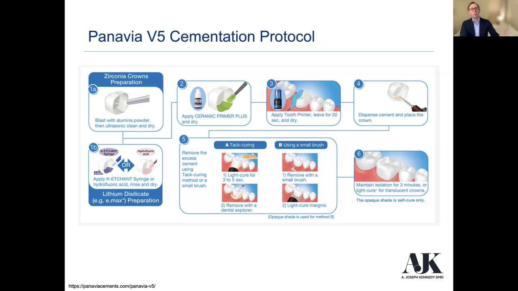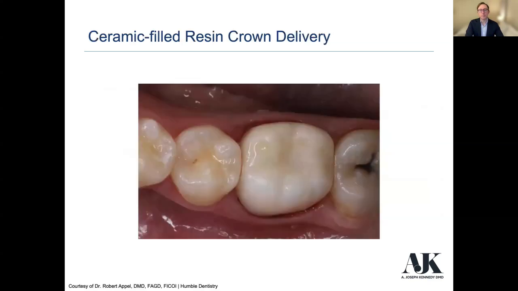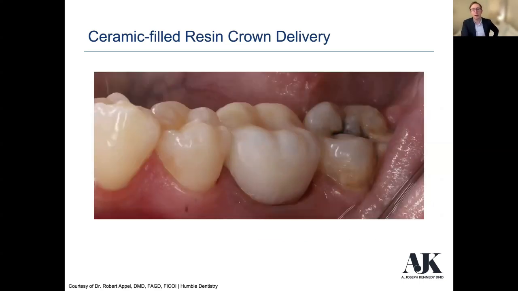instruction on that. You'll apply a ceramic primer, you'll put a tooth primer on there, let it sit for 20 seconds and dry, and then you'll put the Panavia in there. You can either tack cure or just wipe some away with a small brush, and then keep that isolation for about 3 minutes. This is what the restoration looks like in the mouth here. Number 19, gorgeous, right? Here's another view of that there from the buccal.